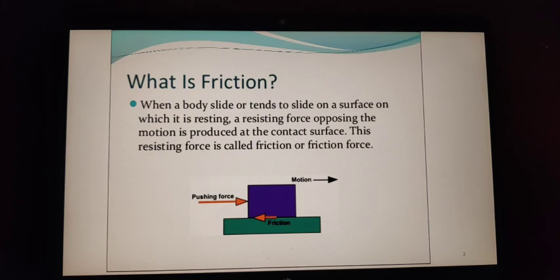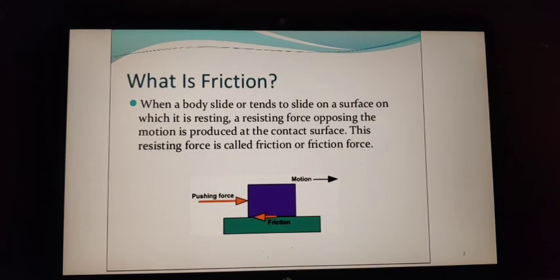So now in the figure you can see the friction is developed at the contact surface. That's the second point you have to remember. Friction always acts at the point of contact between the two surfaces.